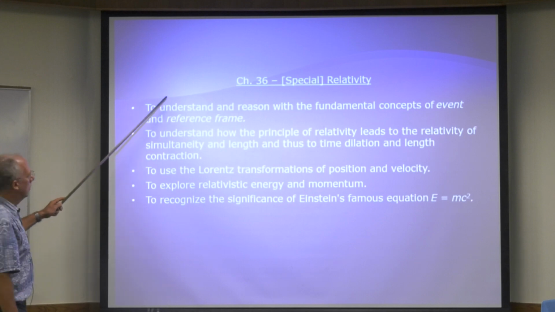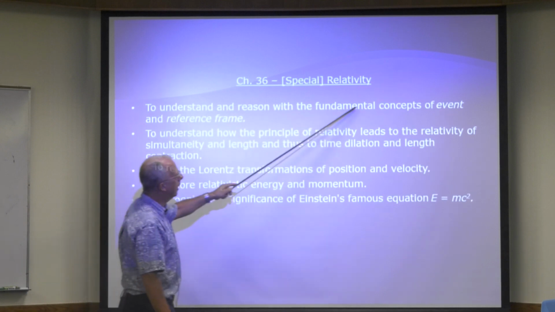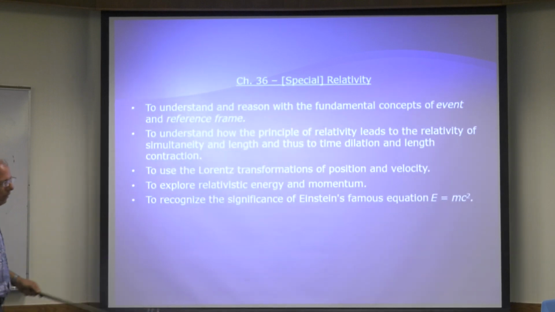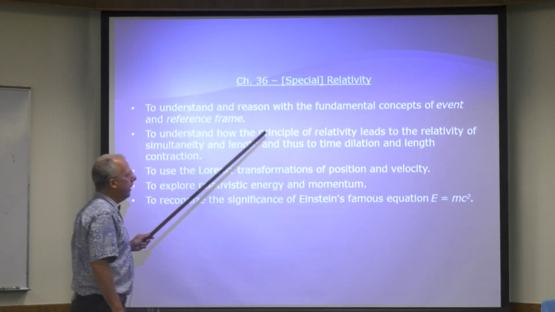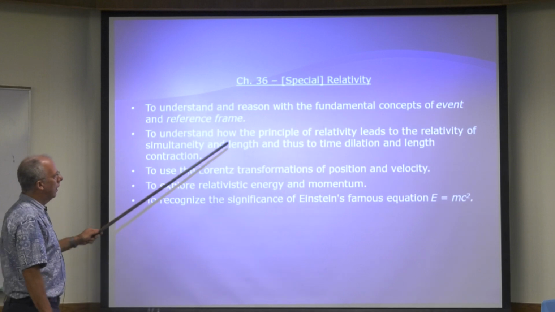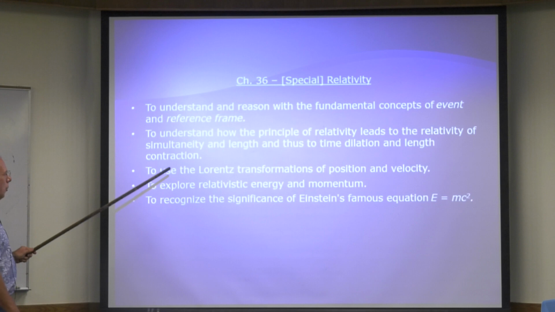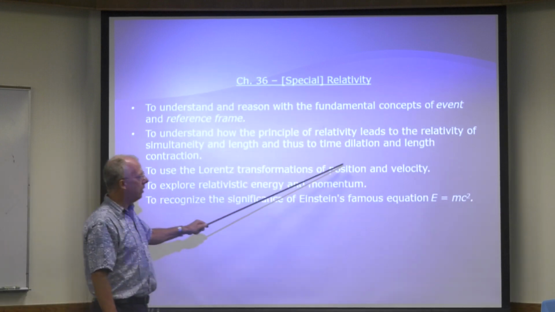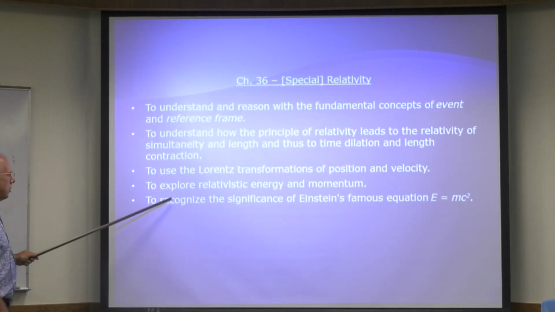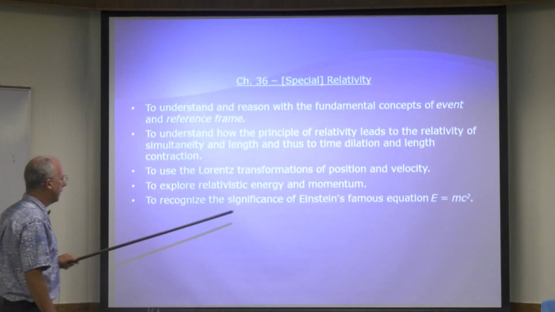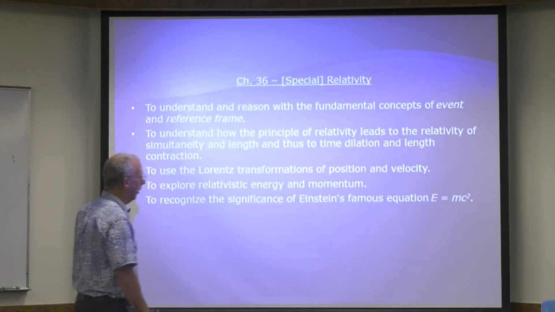All right, so here's what we were supposed to do, the learning objectives. Understand and reason with the fundamental concepts of event and reference frame. You see how important that is. To understand how the principle of relativity leads to the relativity of simultaneity, time dilation, and length contraction. We learned about the Lorentz transformations of position and velocity. Remember, Einstein had to change the Galilean equations. We explored relativistic energy and momentum, and we recognized the significance of Einstein's famous equation, E equals mc squared.